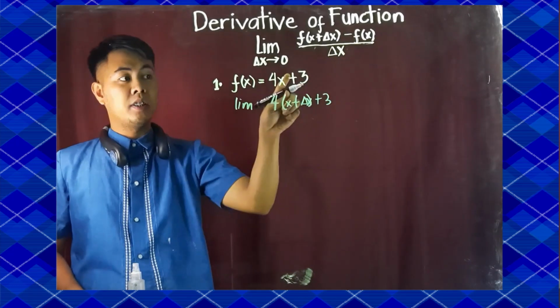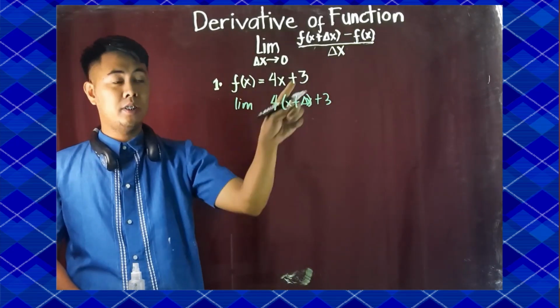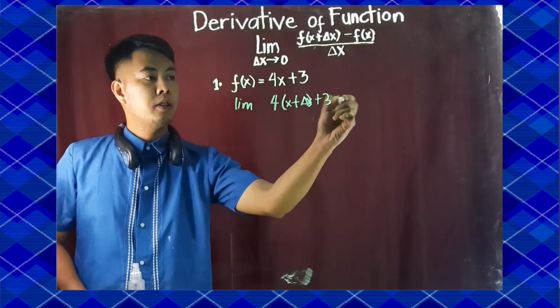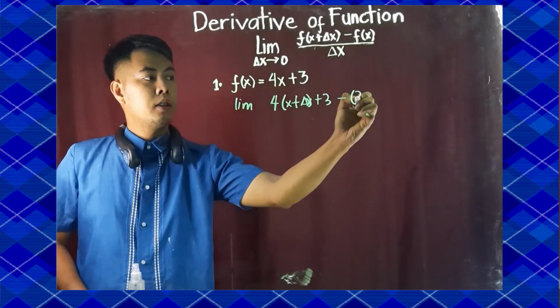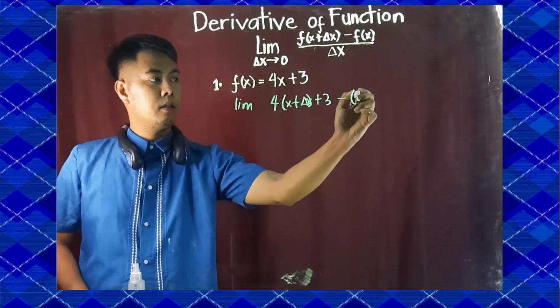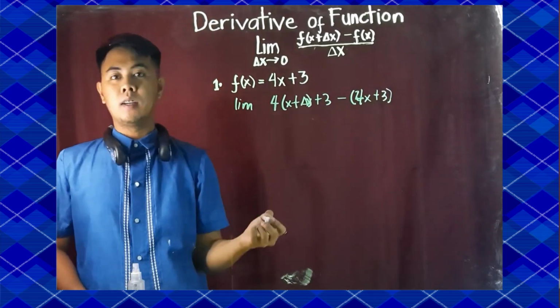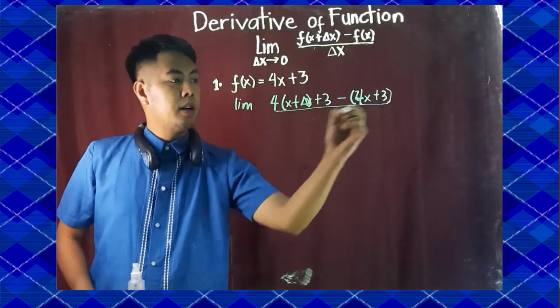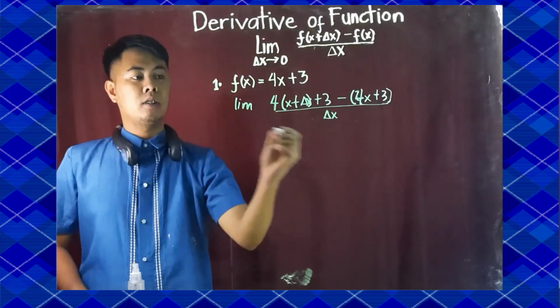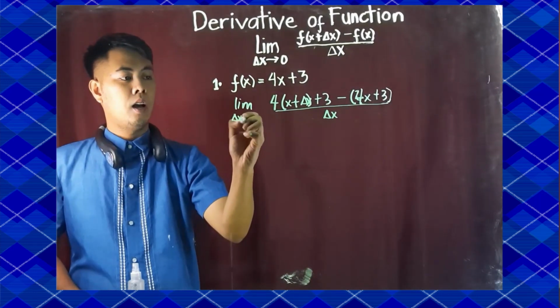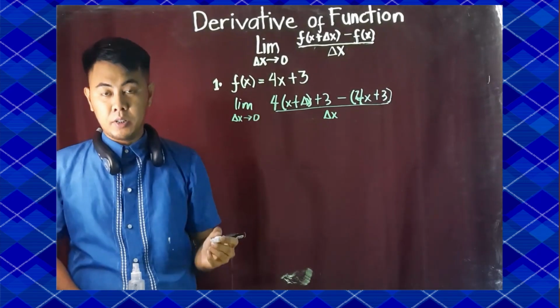minus f of x. This is the f of x. This is the function given, minus the function 4x plus 3 all over delta x, where delta x approaches 0.